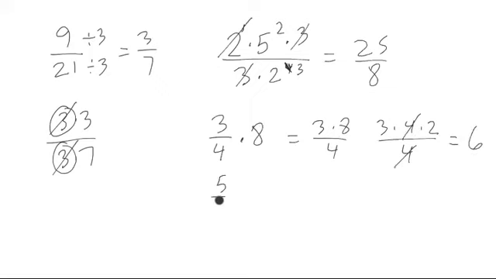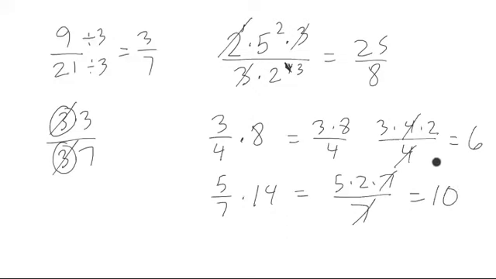Or you could do 5/7 times 14, and it's very similar. Same basic idea. So you could think of this as being 5 times 2 times 7, because 14 is 2 times 7, all over 7. The 7s cancel. You're left with 10. This idea is really nice when we're looking at fractions of fractions.